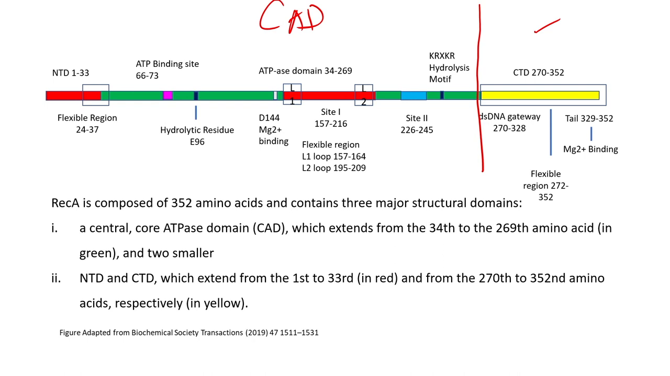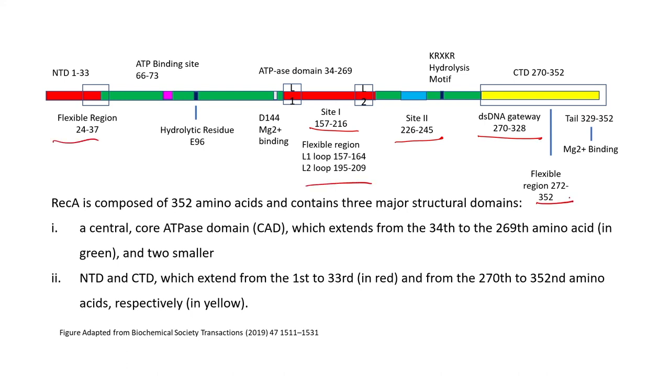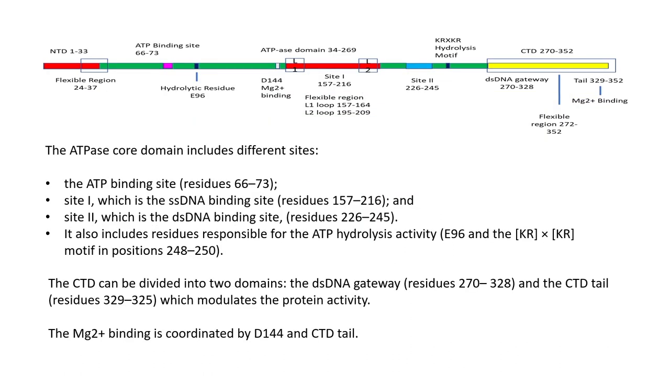Then there are various other important features in this particular protein. You can see certain flexible regions. There are two flexible regions, then there are two important sites called site 1 and site 2. Then you have a dsDNA gateway. We will study about these various flexible regions as well as these Mg2+ binding sites and various site 1 and site 2 domains in our next slides.